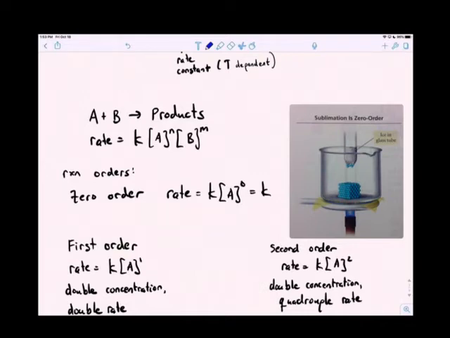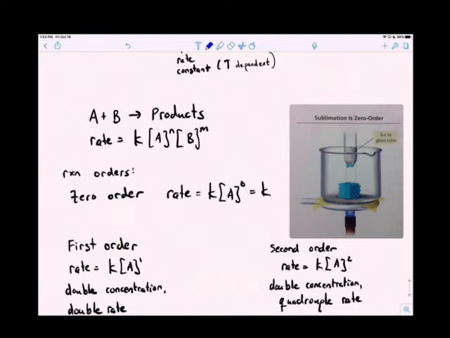Anyways, next we're going to talk about these exponents n and m, and how we can determine them. So, reaction orders. Let's do the easiest first. The reaction order is zero order. That means that the reactant concentration has absolutely no effect on the rate. The rate is equal to just some rate constant. For instance, a physical process like sublimation turns out to be zero order.